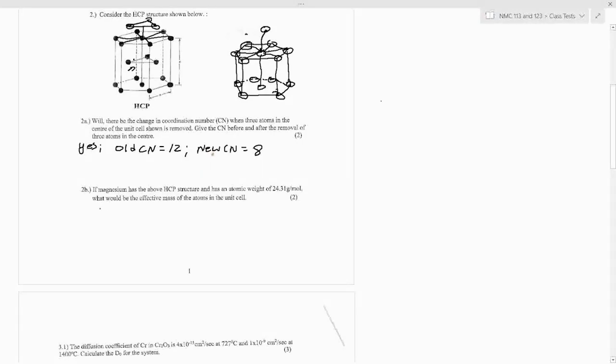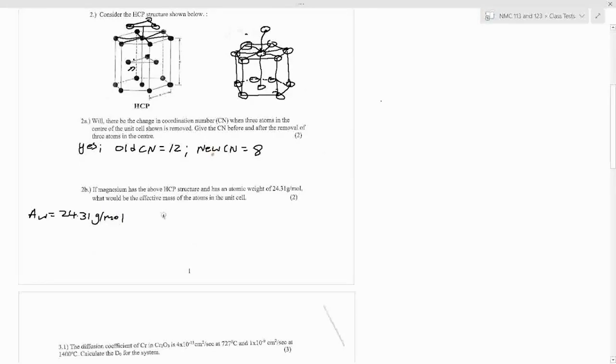The following question, 2b: if magnesium has the above HCP structure and has an atomic weight of 24.31 grams per mole, what would be the effective mass of the atoms in the unit cell? This is what we have here. We have the atomic mass, which is 24.31 grams per mole.